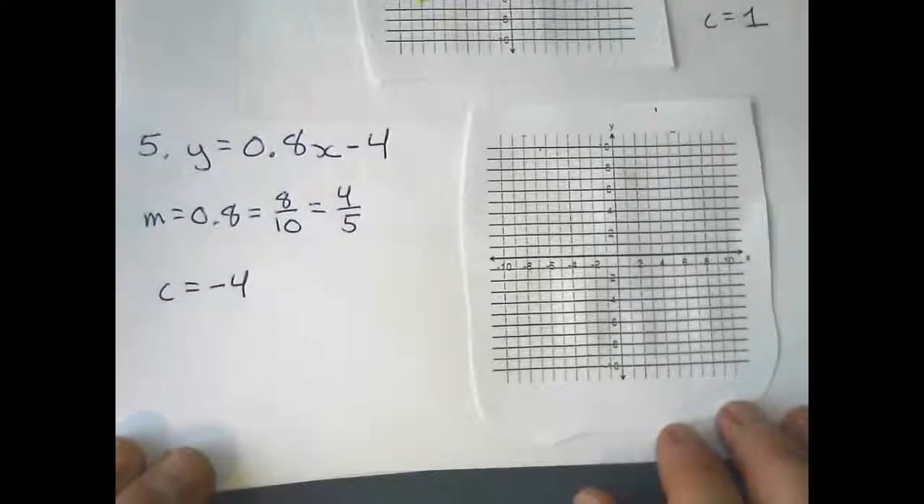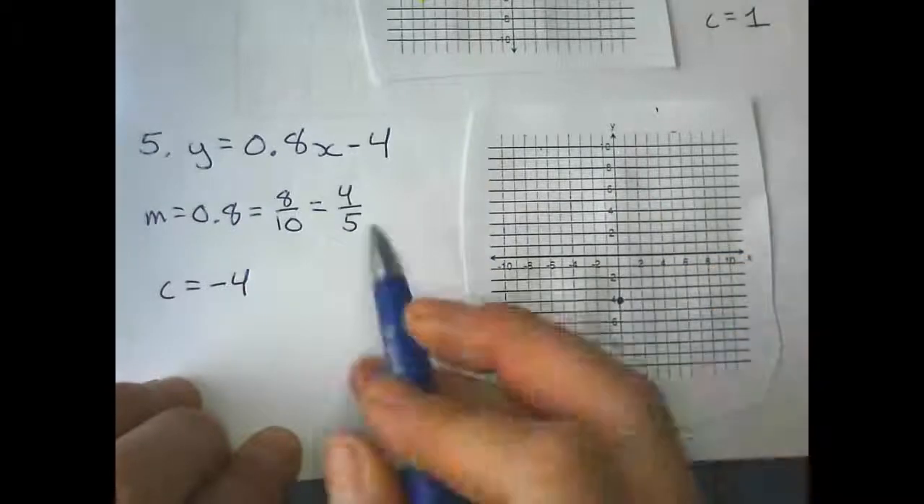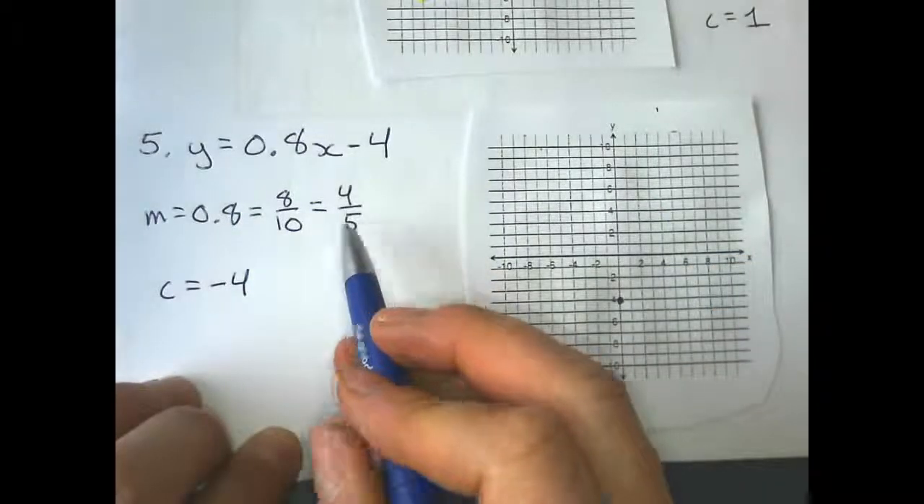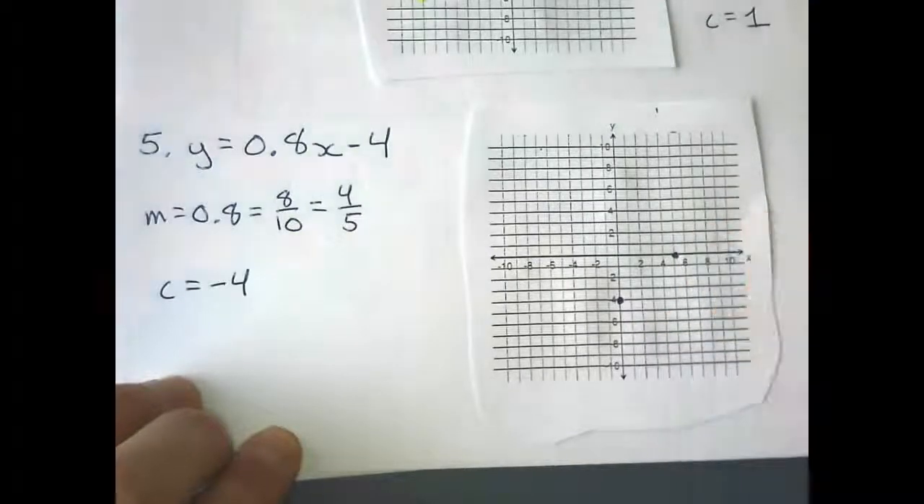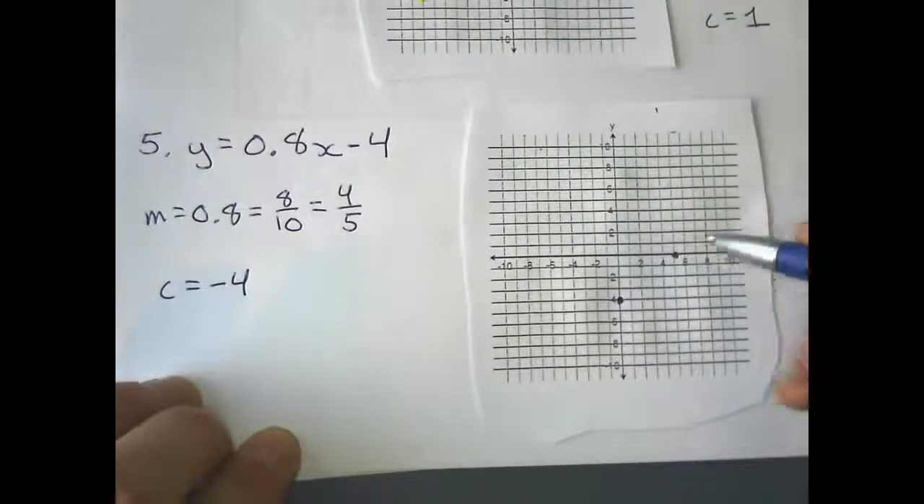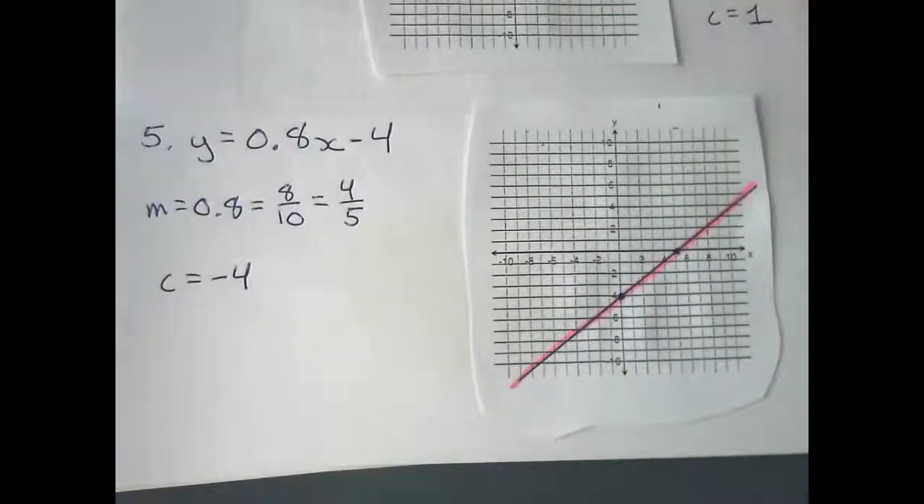Starting with the y-intercept at -4, which is right here, and moving up 4 and to the right 5. So up 4 and to the right 5 would be right there. Okay, that's up 4, right 5. Rule it and draw it.